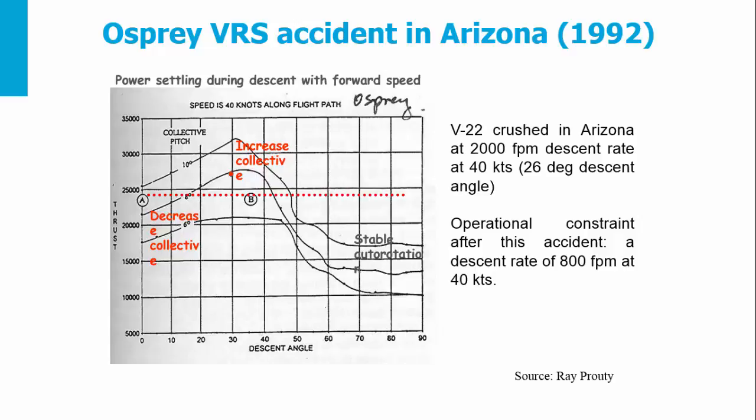After this accident, there has been an operational constraint on V-22 operations. The V-22 was allowed to operate at a descent rate of 800 feet per minute at 40 knots.